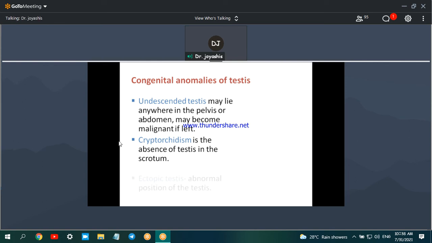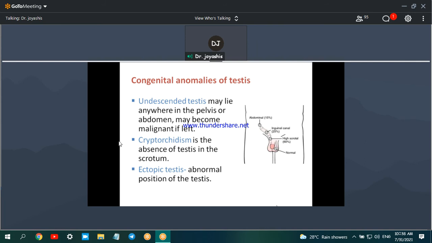What are the congenital abnormalities of the testes? There may be undescended testes, that is, the testes may lie higher in the pelvis or in the abdomen. In 15% of cases the testes may lie in the abdominal region, 25% will lie in the inguinal canal, and 16% high in the scrotum. If there are undescended testes, there may be a chance of malignancy.